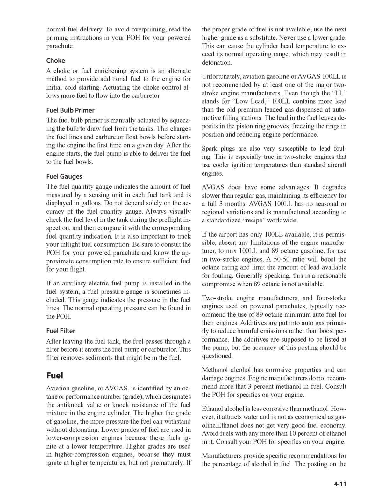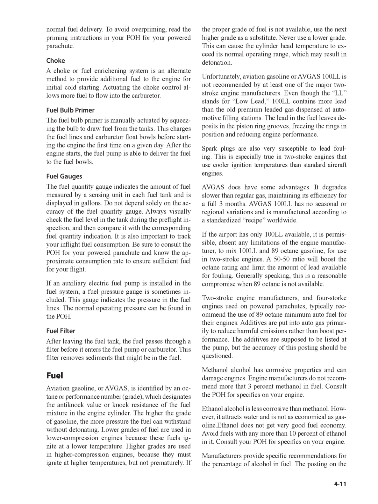Fuel bulb primer. The fuel bulb primer is manually actuated by squeezing the bulb to draw fuel from the tanks. This charges the fuel lines and carburetor float bowls before starting the engine the first time on a given day. After the engine starts, the fuel pump is able to deliver the fuel to the fuel bowls.